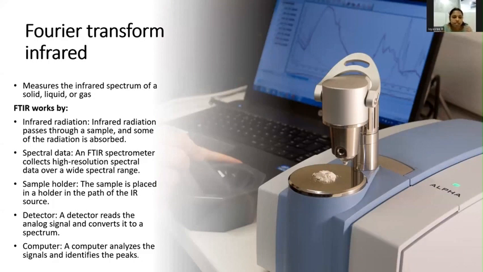Here you can see how the samples are usually placed in a Fourier transform infrared spectroscopy instrument. Just a pinch of sample is enough. Sometimes the sample needs to be pelleted. You have to make it into a thin pellet, through which the infrared light is going to pass. And then there will be a detector. The detector will convert the analog signals to a spectrum, and you will see the spectrum.